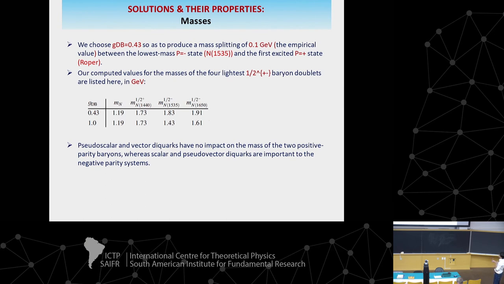We can see that the pseudoscalar and the weak dipole have no impact on the masses of the two positive parity baryons, whereas the scalar and the pseudovector dipoles are important to negative parity systems. And we can also see that our results are a little larger than the experimental results, which we can explain in the following.